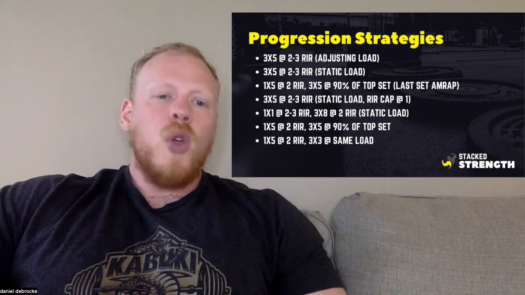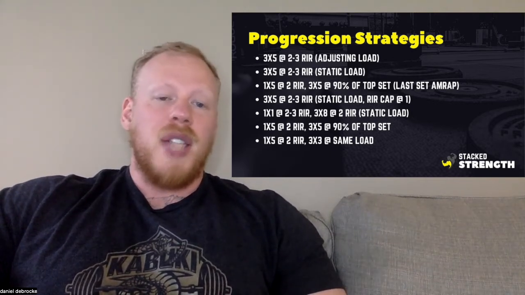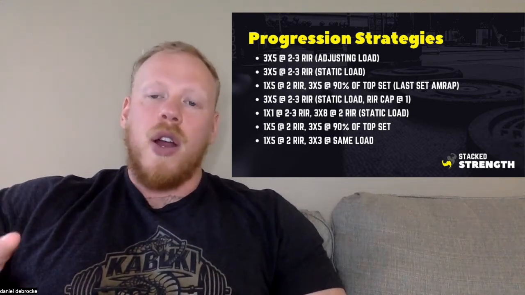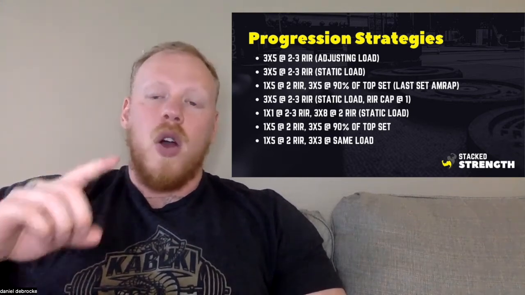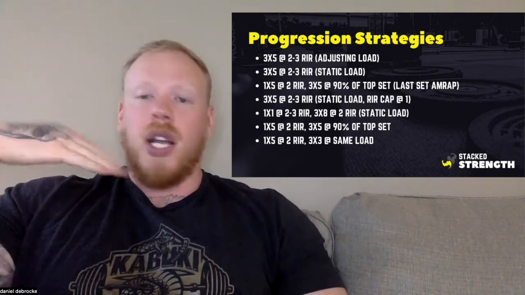Next, we have a 3x5 utilizing 2 to 3 reps in reserve with a static load, but we're going to use an RIR cap. So what an RIR cap is, it means that once the RIR or the relative intensity reaches a certain level, then we're just going to call it there.